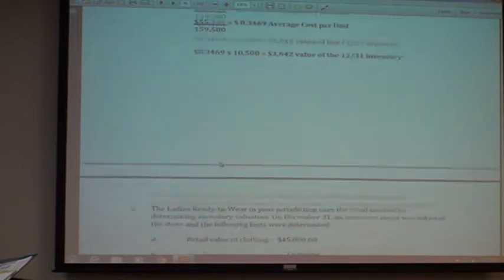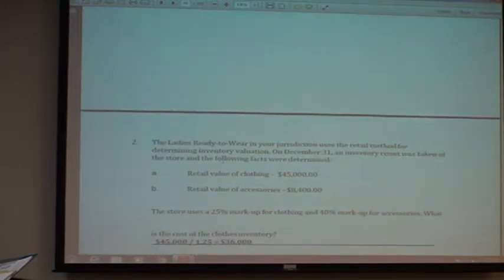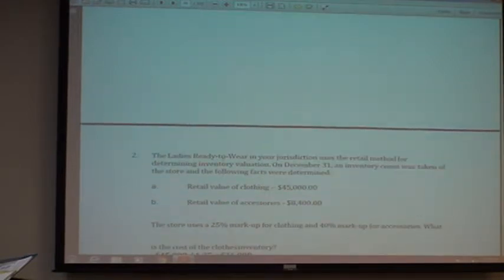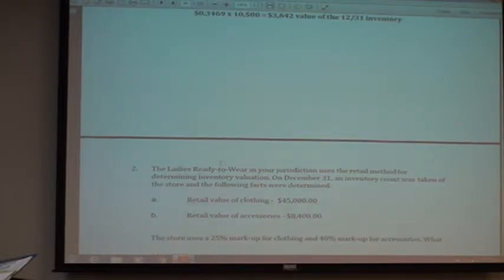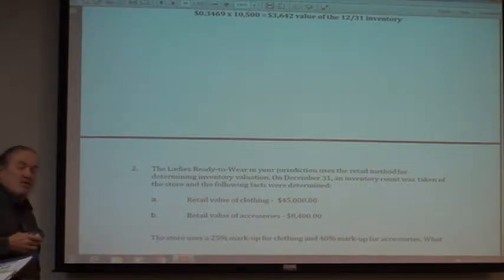Here's another column we talked about yesterday. This is a similar Western wear store. Western Wear District uses the retail method for determining inventory valuation. December 31st, the inventory count was taken in the store. The following facts were determined. Retail value of clothing was $45,000. Retail value of accessories, $8,400. Store uses 25% markup on clothing, 40% on accessories. What is the cost value of the inventory?